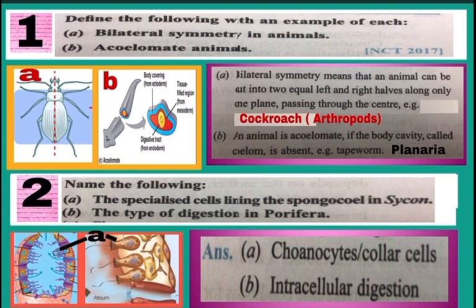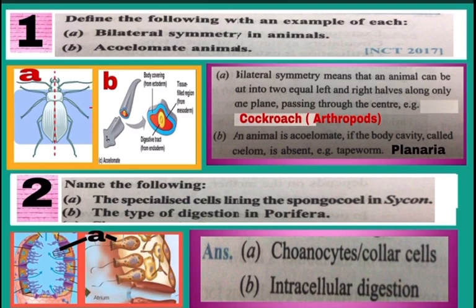Part B of the question, a coelomate animal. If coelom or a body cavity is absent, then the animal is acoelomate. Examples, tapeworm and planaria. You can see diagram B of planaria, which has no body cavity, means it is acoelomate.